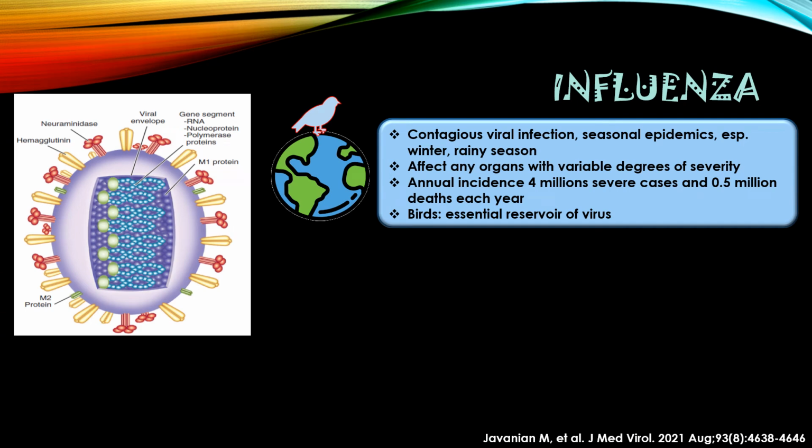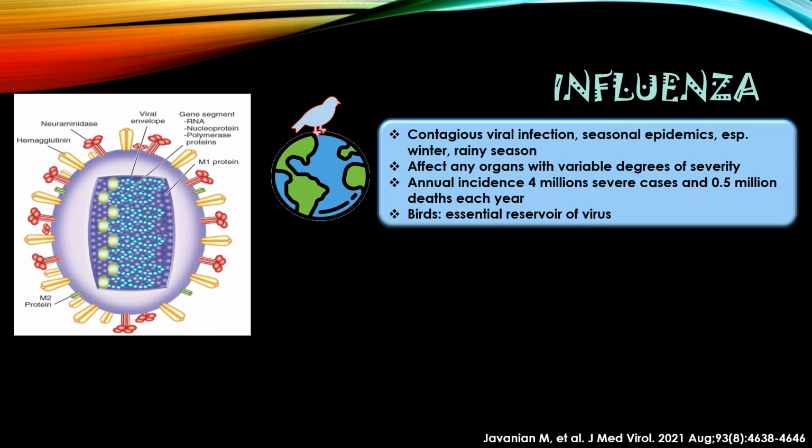Next, I will talk about viral CAP. Before the COVID era, the viral pneumonia that was the burden was influenza. This is a contagious viral infection. It may occur as seasonal epidemics, in winter or the rainy season in Thailand, and it can affect any organ with variable degrees of severity. In general, seasonal influenza is not quite severe, mostly severe in the setting of a pandemic.